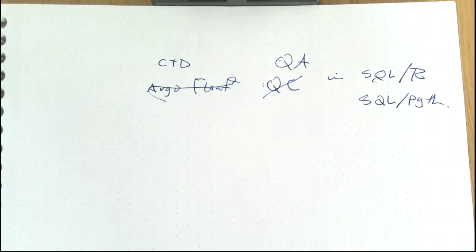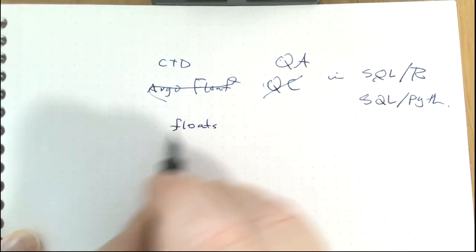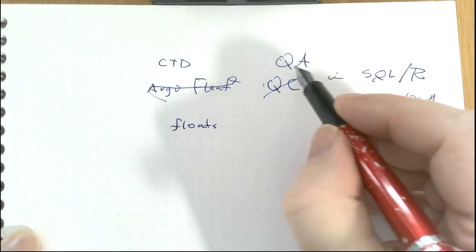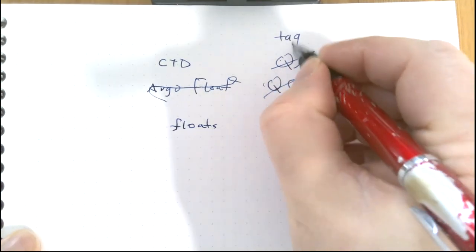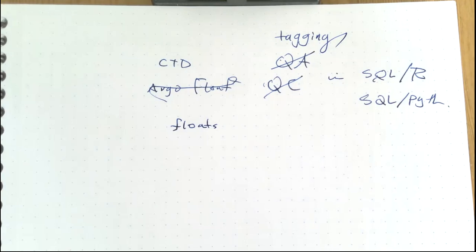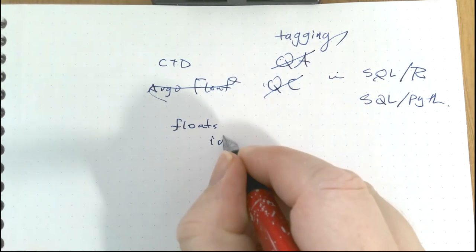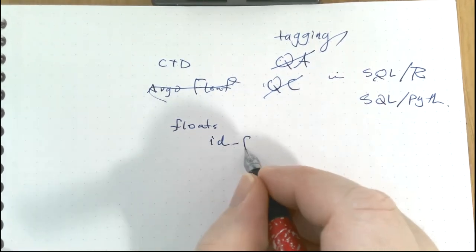And what I'll be doing is explaining a little bit about some database tables that I'll create, and why I'll create them. And I'm going to have a table called floats. To be honest, it's more than quality analysis. Maybe I'm going to say tagging. Yeah, so I'm going to have a table called floats, and it'll have some sort of an ID for the float. So maybe I'll call that ID float.